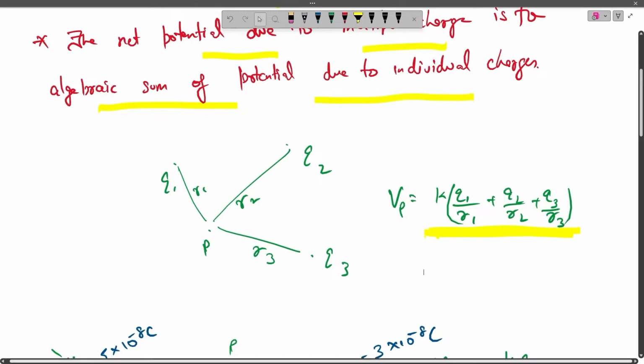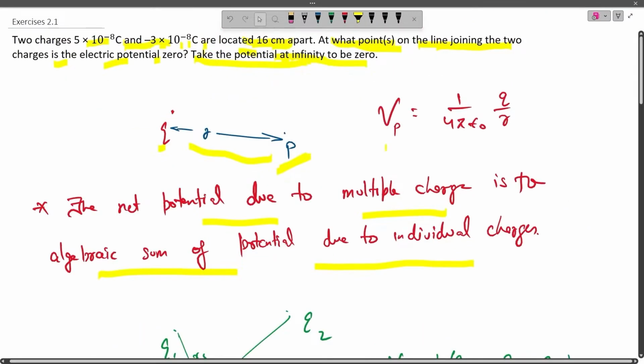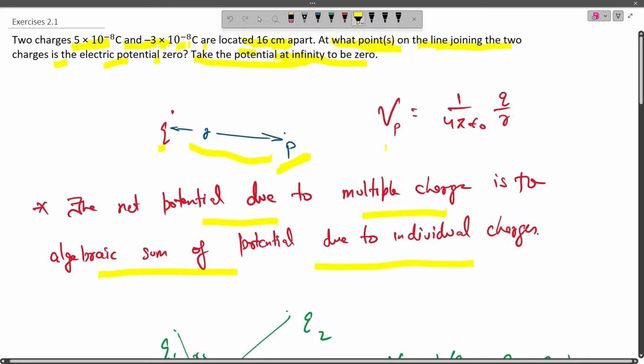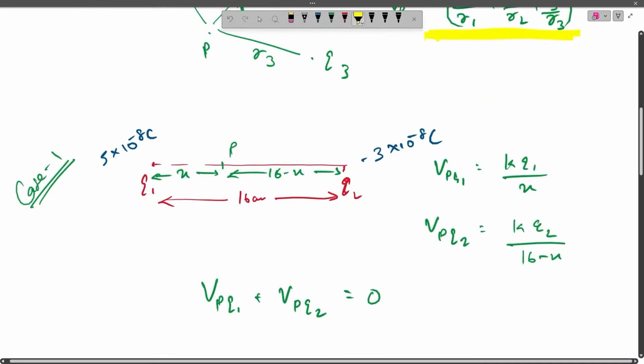Now the question says that two charges Q1 and Q2 are there. Q1 is positively charged, 5 × 10^-8 coulomb, and Q2 is -3 × 10^-8 coulomb. We have to find the point on the line joining these two charges. So let us assume that there is a point P at which the potential due to these two charges is 0. As we have just studied, the potential due to a system of charges is the algebraic sum of the potentials due to the individual charges.